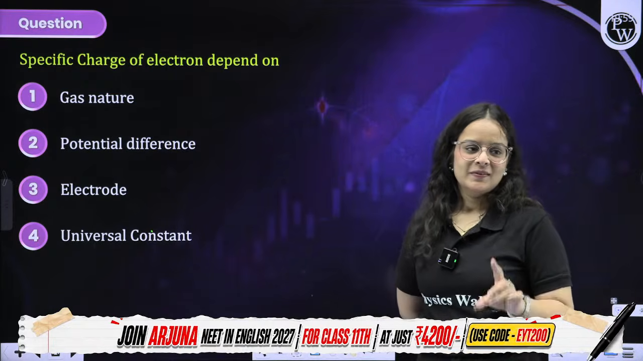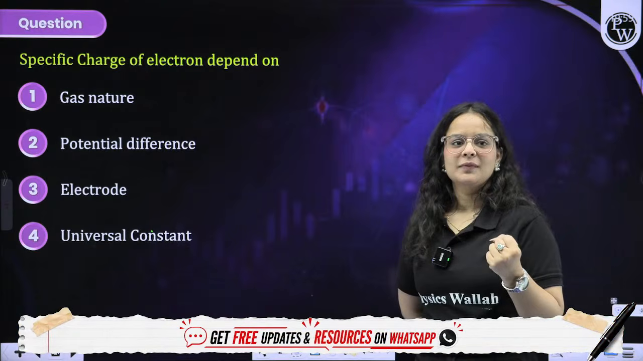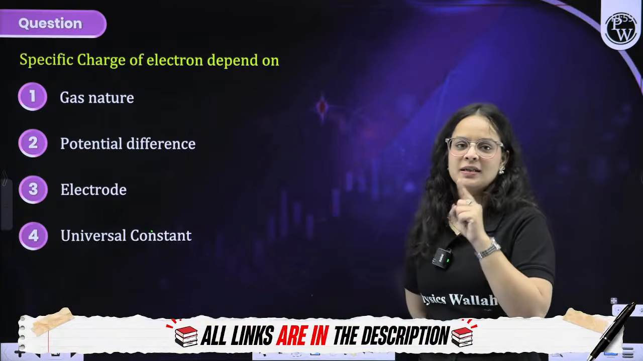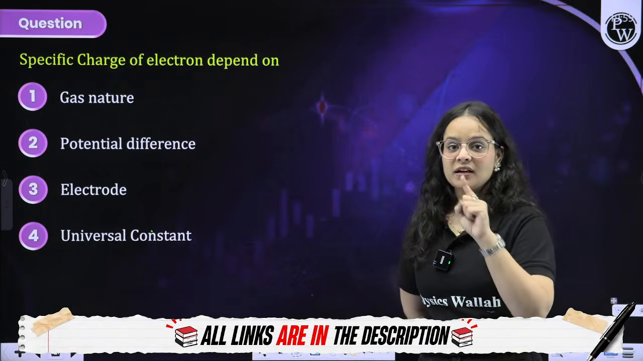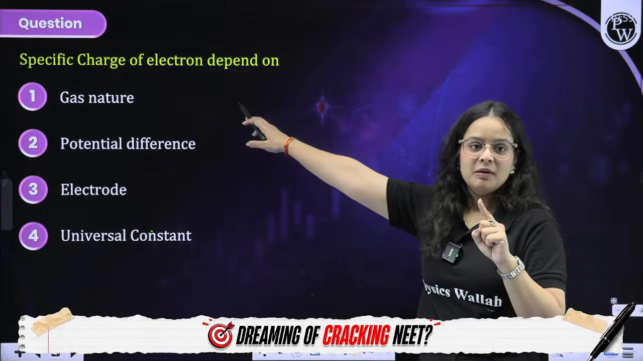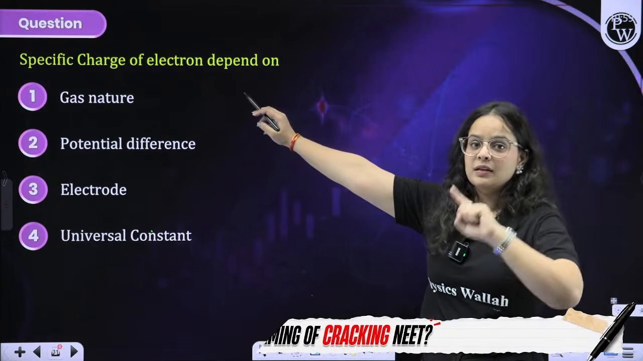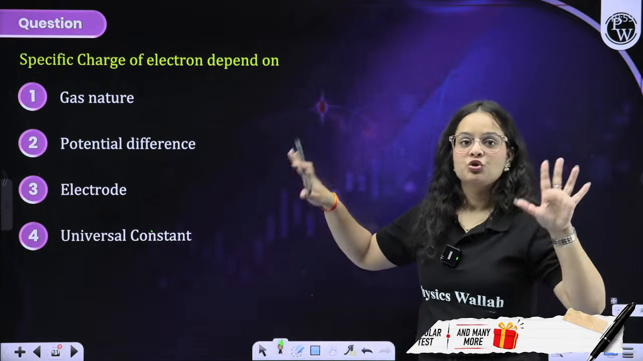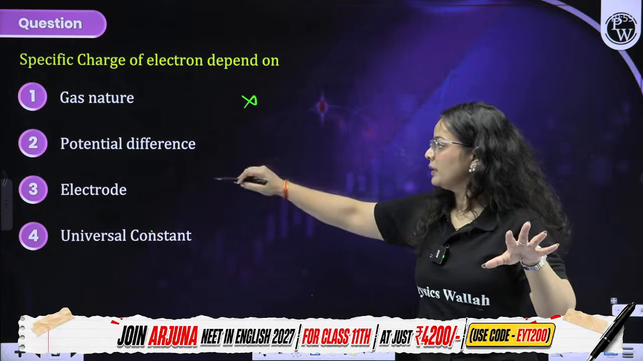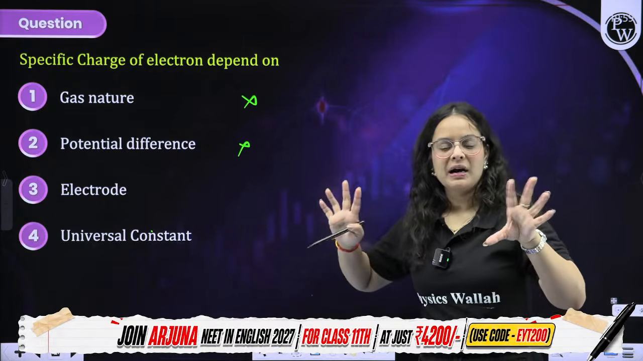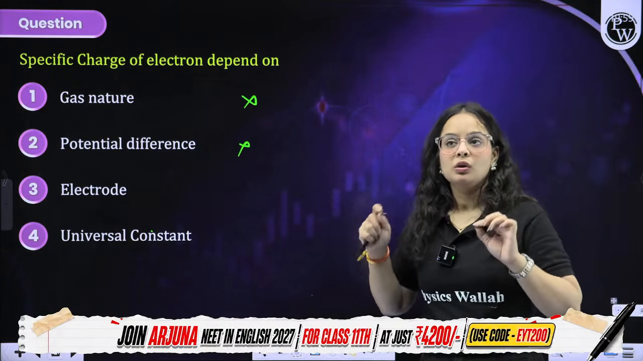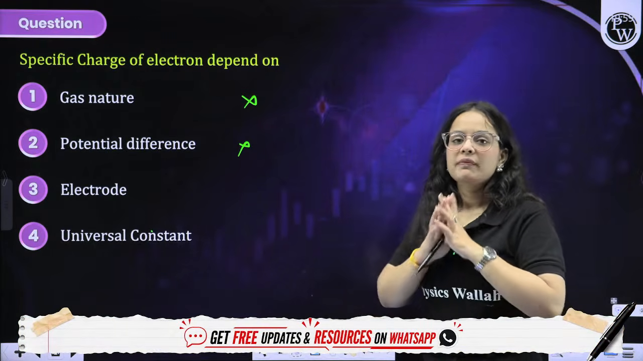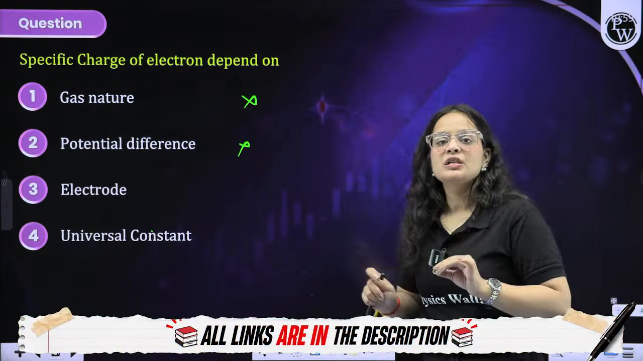Okay, so specific charge. See beta, specific charge is irrespective of the gas nature. Let me make you very clear. I've already covered the concept in the previous portion that gas nature will not at all impart any change to the specific charge. Potential difference again will not impart any change to the charge by mass, although it will fasten up the process of cathode ray emission. Otherwise it will not do any change for specific charge.